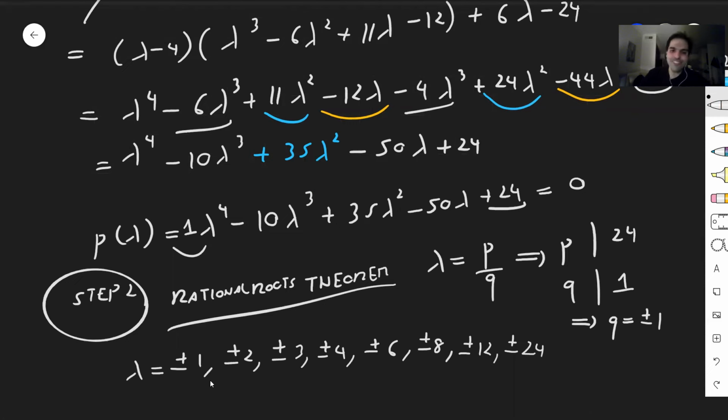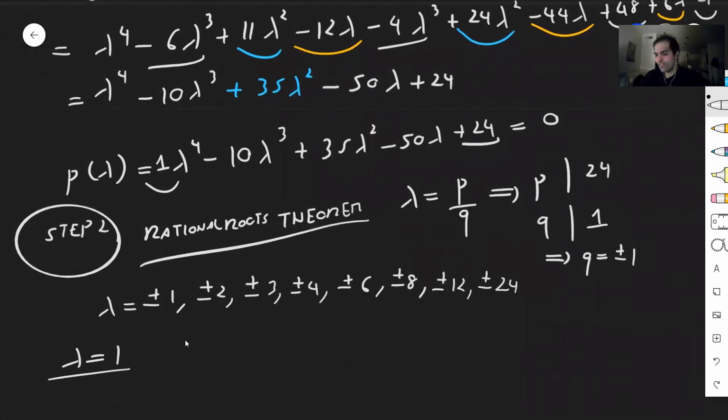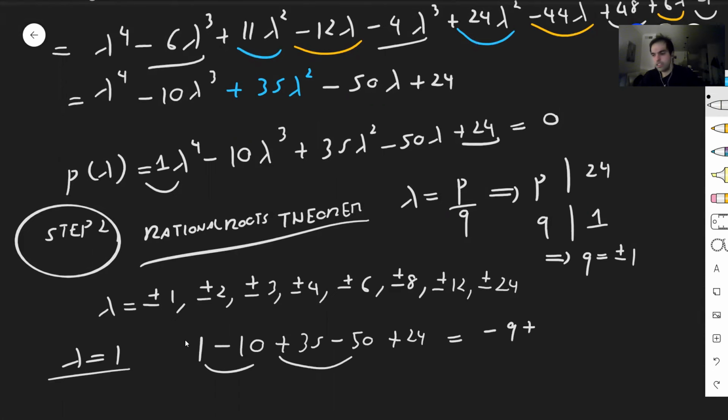Okay, so again, if I really wanted to suffer, I would do all of that, but I'm not in the mood. So let's do lambda equals 1, and let's hope for the best. Well, let's see. 1 minus 10 plus 35 minus 50 plus 24. Well, that is minus 9 plus 15. Sorry, plus minus 15, that's what I said. Minus 15 plus 24, and bazinga, that gives you 0. And if you want, you can try out the other roots, but let's just do the normal way.